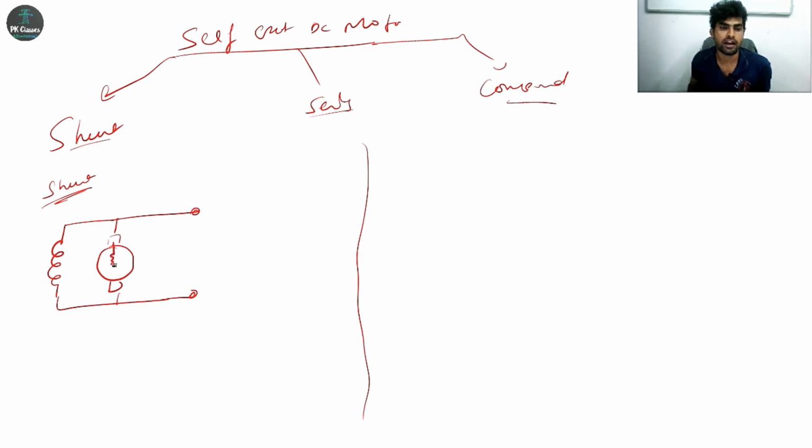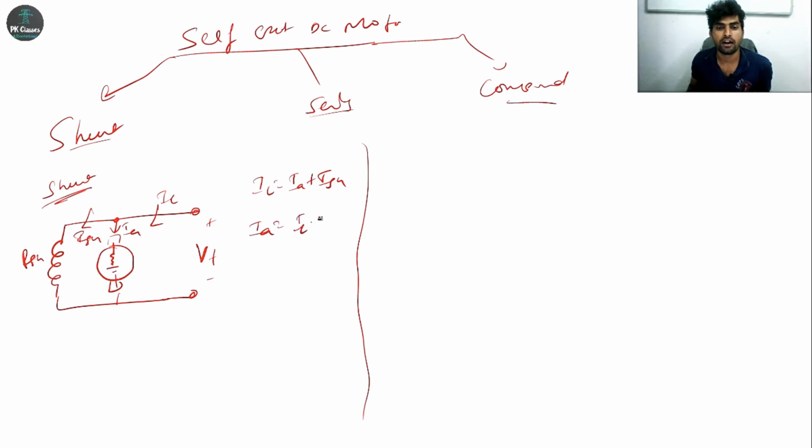This is armature resistance, and then this one is EB. This one is IL, this one is IA, armature current flowing through this branch, and then this one is ISH, this one is RSH, shunt field winding resistance, V terminal voltage. How to calculate IA? From this equation, apply KCL. IL is equal to IA plus ISH. IA is equal to IL minus ISH.